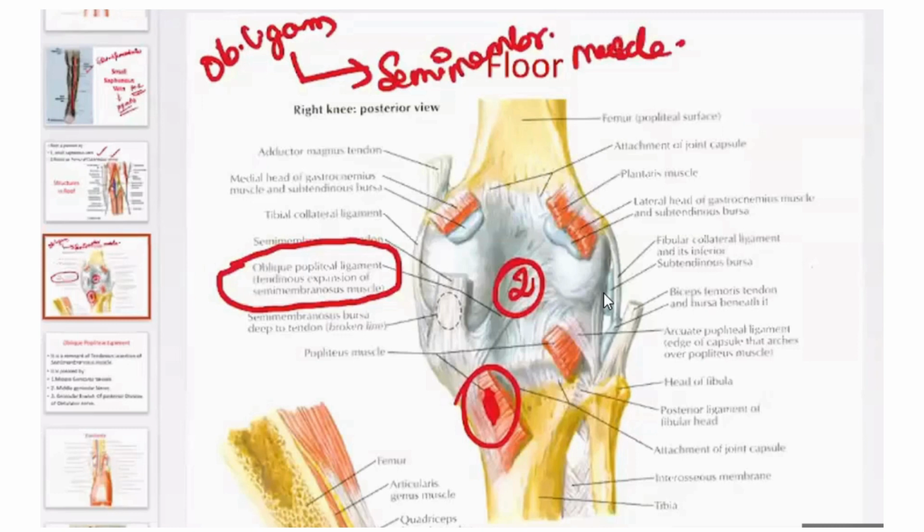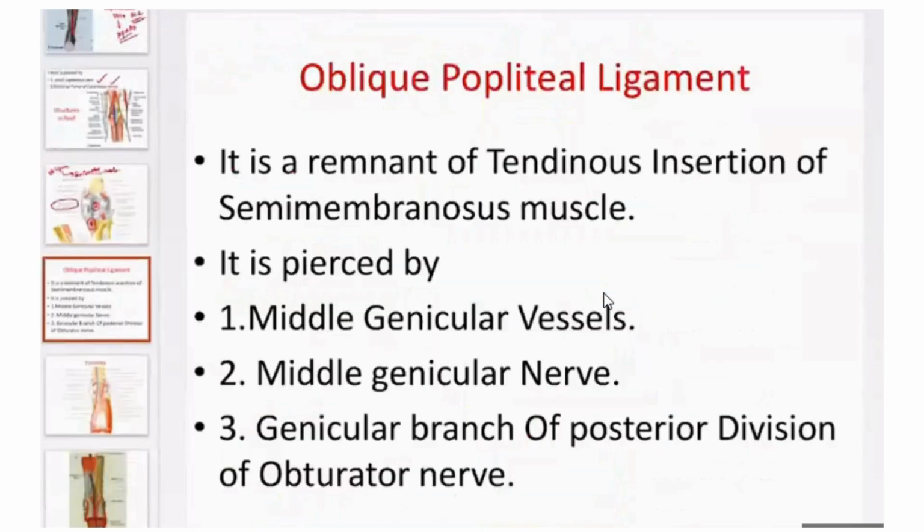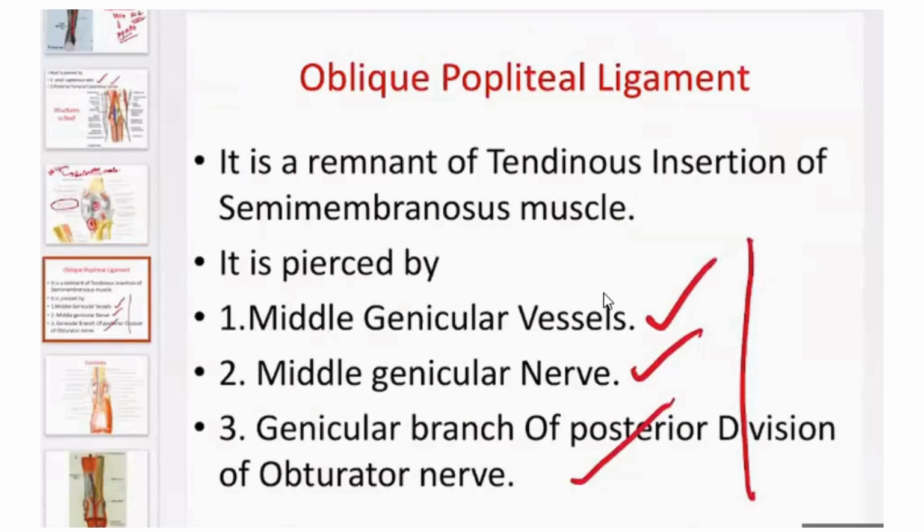That oblique popliteal ligament is pierced by three structures. You have to memorize: middle genicular artery and nerve, and the genicular branch of the posterior division of the obturator nerve. Genicular arteries are branches from the popliteal artery. Popliteal artery gives off genicular branches: upper, middle, and lower.